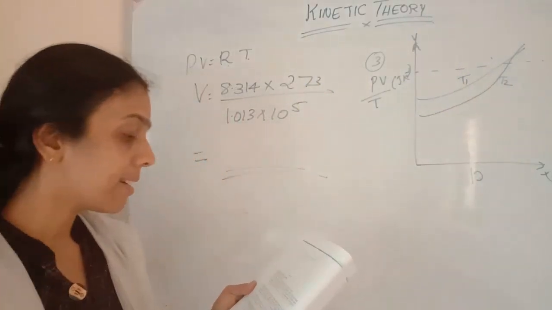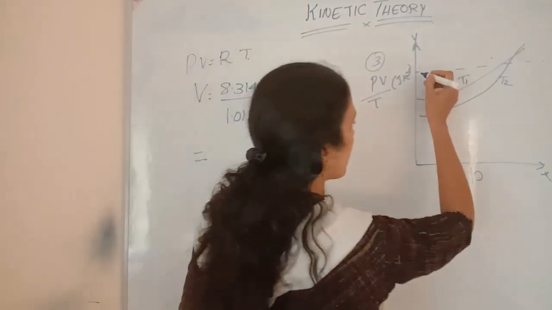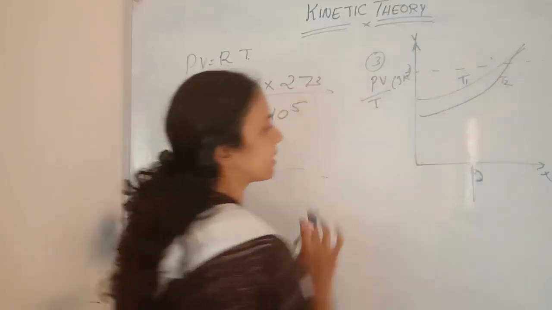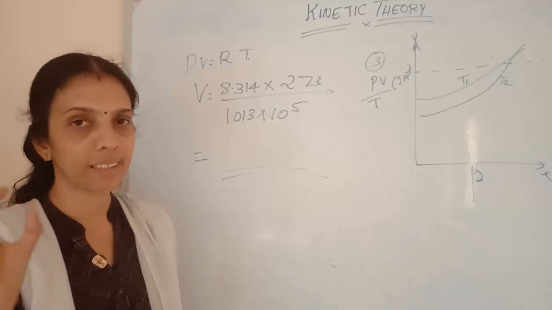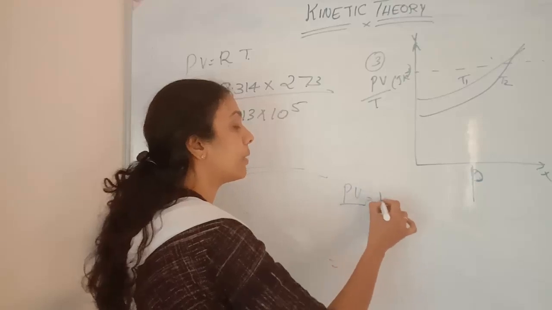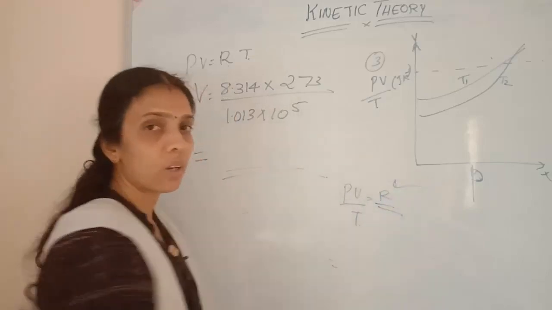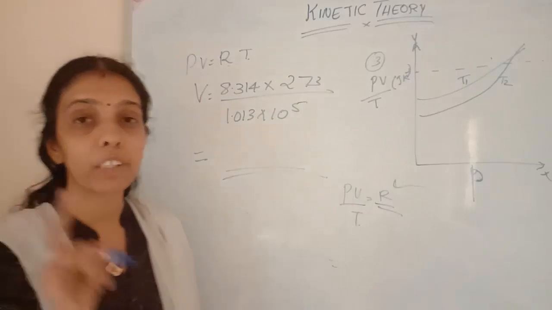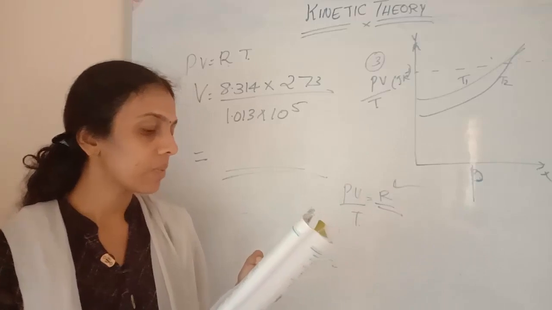What does the dotted plot signify? The dotted plot is parallel to the axis, so PV by T is a constant at different temperatures. By the ideal gas equation, we know PV equals RT, so PV by T will be equal to R, which is a constant. So this line will be signifying an ideal gas. Clear? So the next one is, which is true?